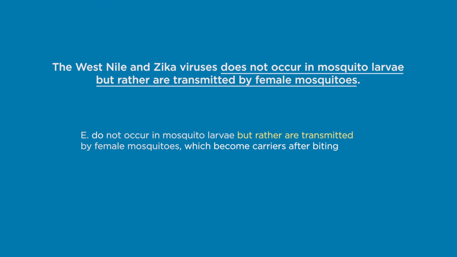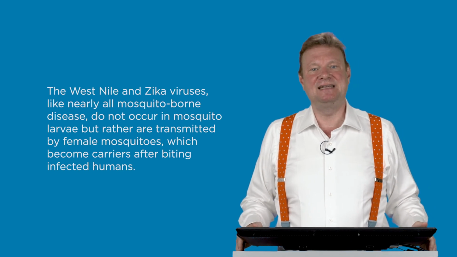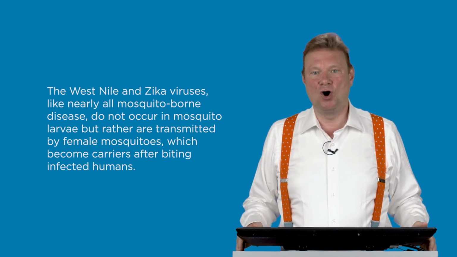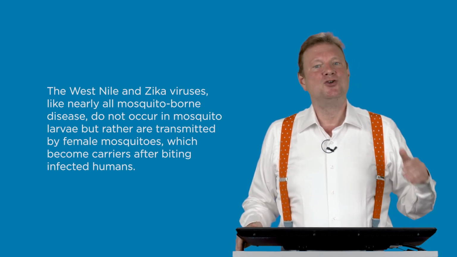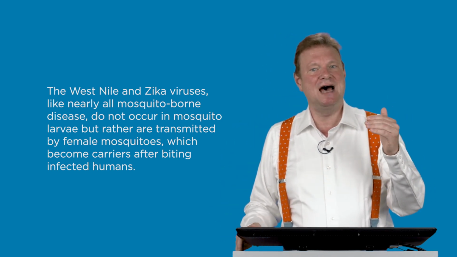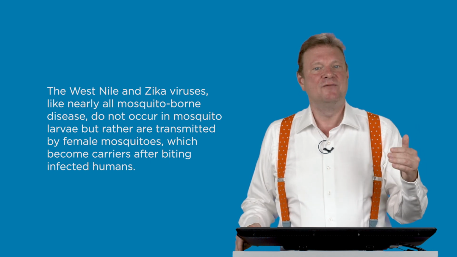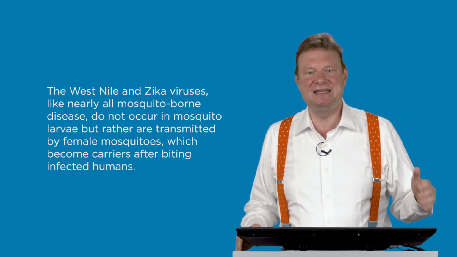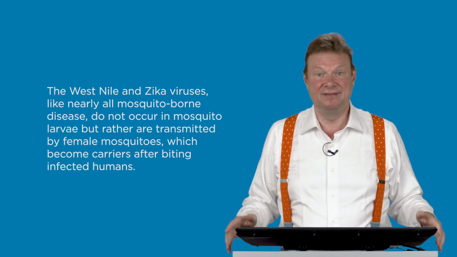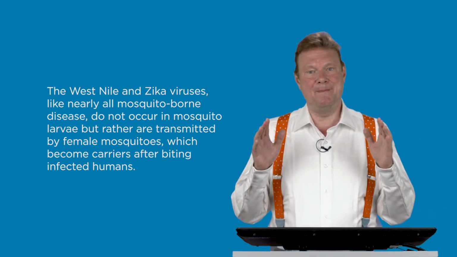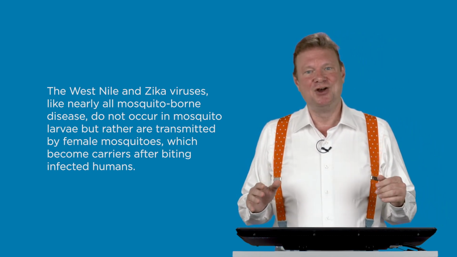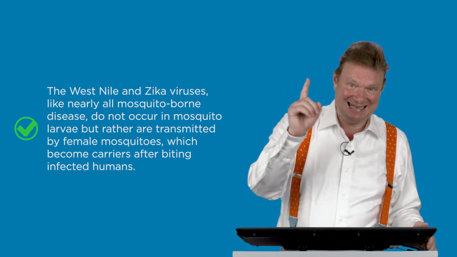We will take the original sentence, plug the answer in to check that it makes sense. Our new sentence reads, the West Nile and Zika viruses, like nearly all mosquito-borne disease, do not occur in mosquito larvae, but rather are transmitted by female mosquitoes, which become carriers after biting infected humans. This sentence works grammatically and logically, so we can confidently say that E is the answer.